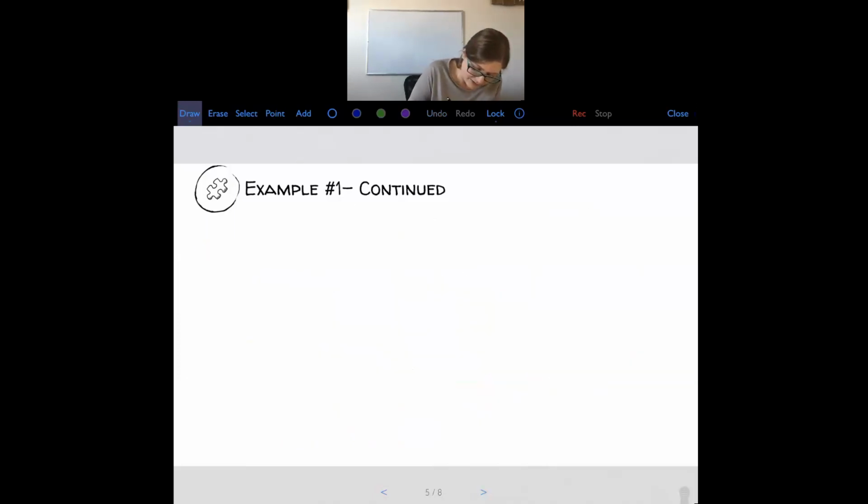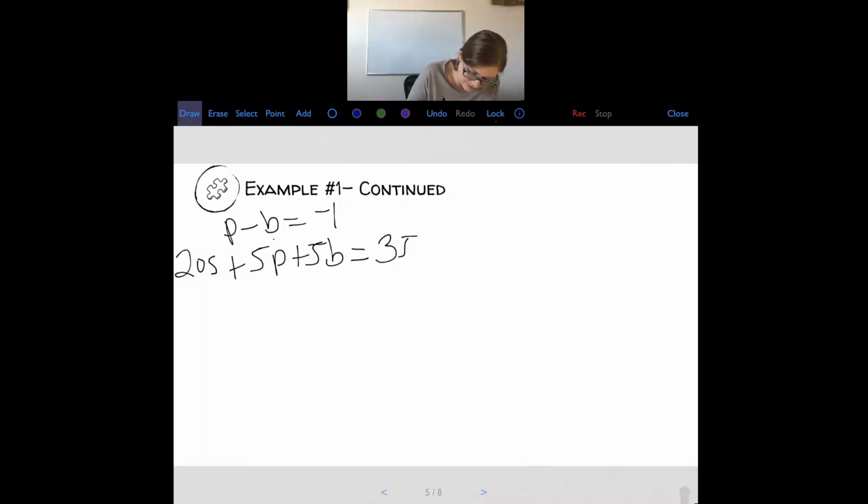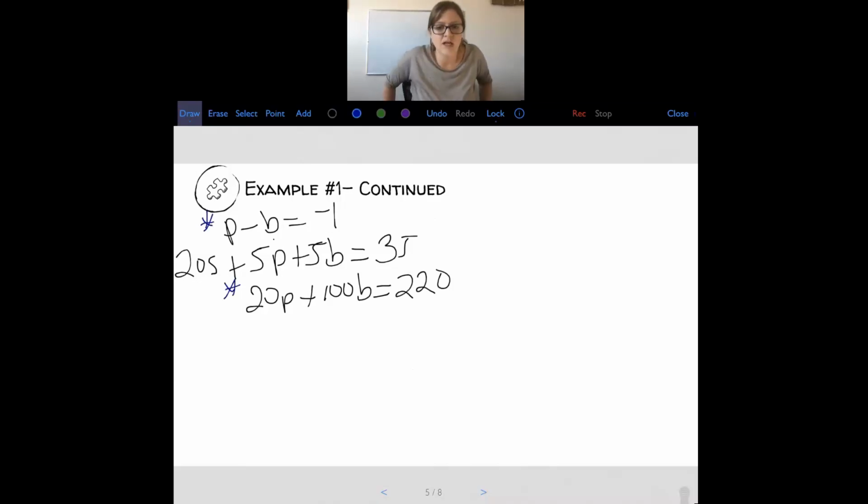So I have P minus B is equal to negative 1. My second equation was 20S plus 5P plus 5B is equal to 35. Oops, not 350, 35. And then we have 20P plus 100B is equal to 220. Okay, so we have two equations that have two variables, so we can use those. You could use substitution or elimination.